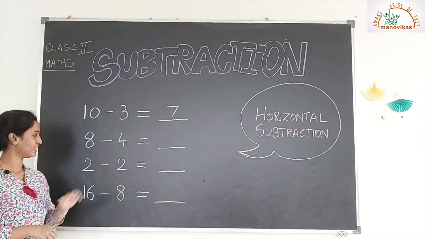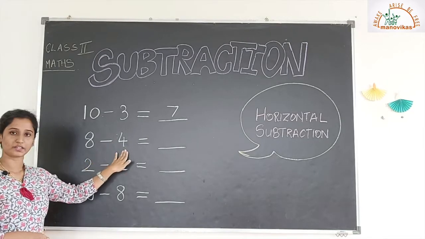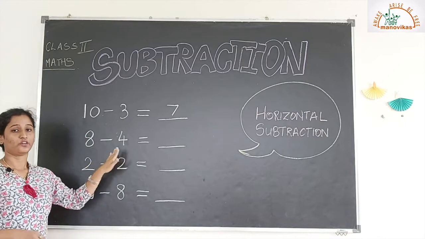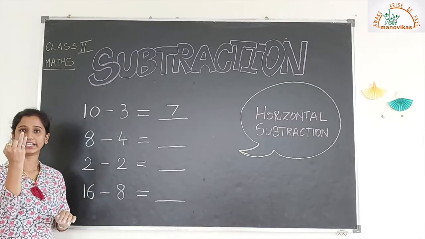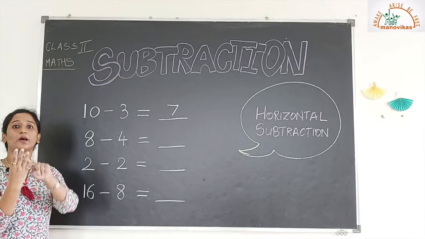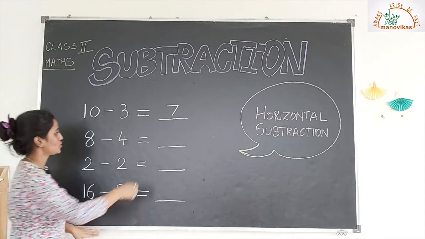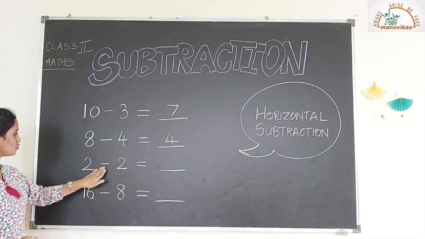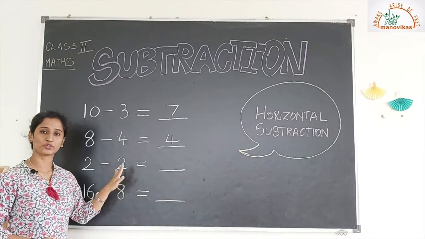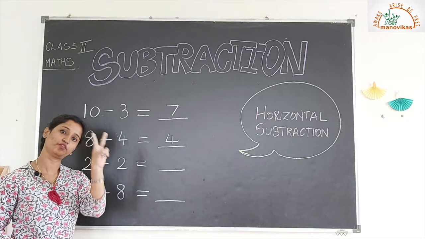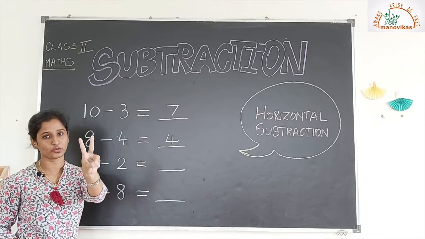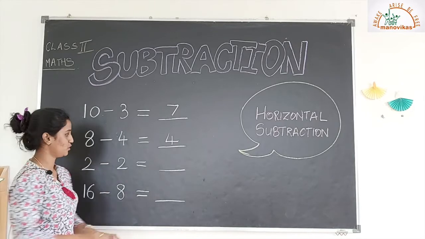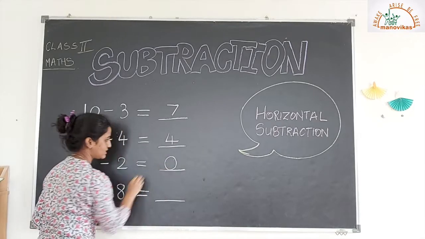So we write the answer as 7. Second example, students, 8 minus 4. So we have to take out 4 from 8. 4, 5, 6, 7, 8. How many are remaining? 4. So the answer is 4. Next one, 2 minus 2. Correct? We have to take out 2 from 2. So if this is 2, we have to take out 2. What is remaining? 0. So the answer is 0.